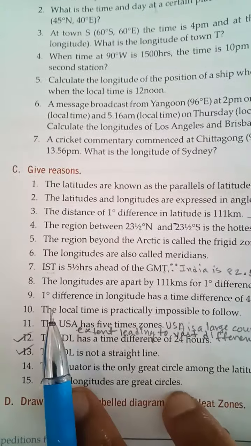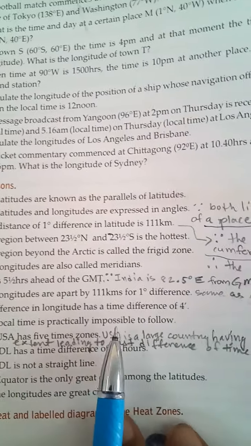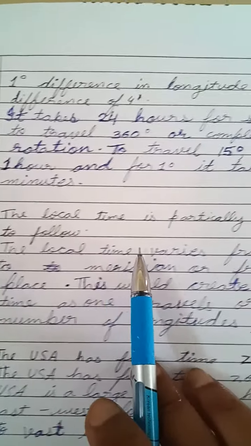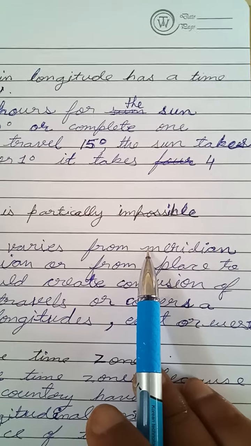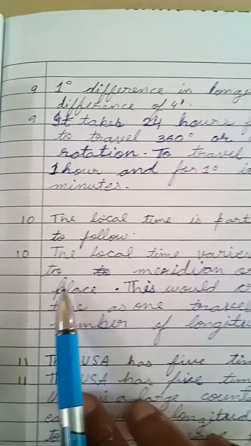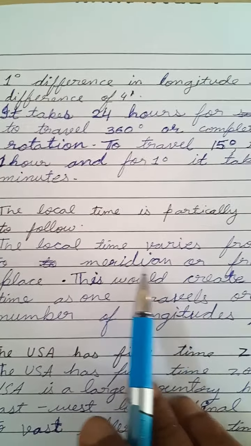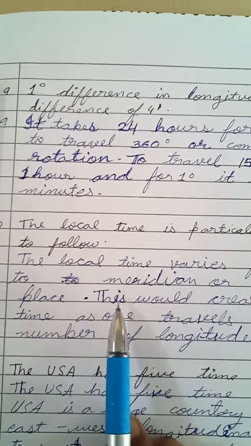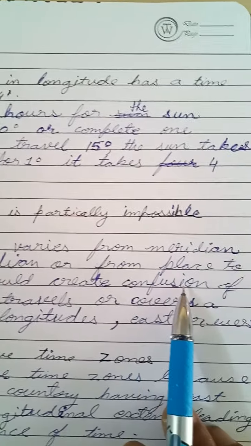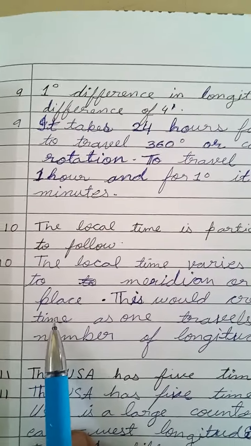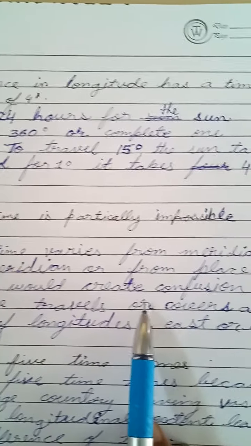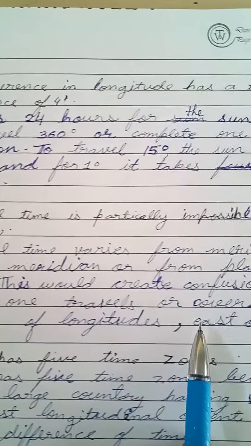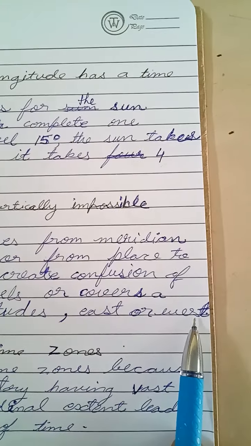Next question is that local time is practically impossible to follow. The local time varies from one meridian to the other meridian or from place to place. This would create confusion of time as one travels or covers a number of longitudes east or west.